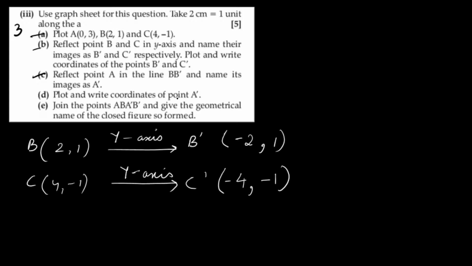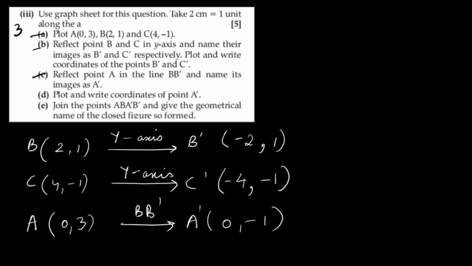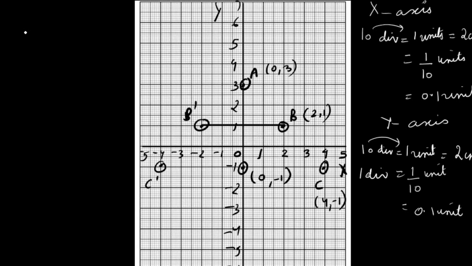Plot and write the coordinates of point. So name its image. So we can write also. A's coordinates are 0 comma 3. So we did its reflection in BB dash, and we got the point A dash 0 comma minus 1, and we have plotted also. Join the points A, B, A dash, B dash, and give geometrical name to the closed figure. In the same order you have to join A, B, A dash, B dash. So A with B, B with A dash.